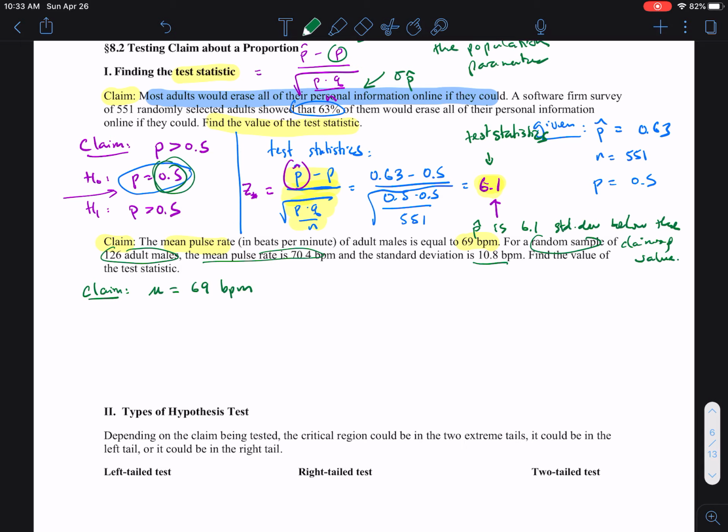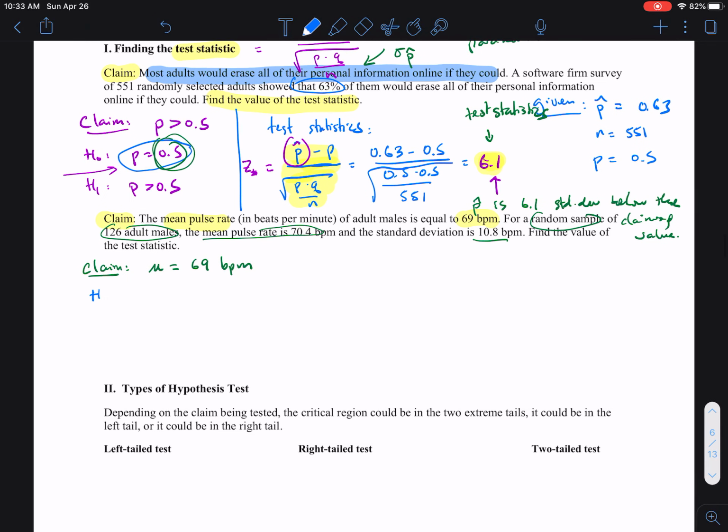Using section 8.1, if that's the claim, then the null hypothesis is always equal to the claim value, and the alternative is the opposite of the null hypothesis. To show that the null is not true, we just have to look at the sample data. Is it significantly more than 69, or significantly below 69 beats per minute? So the alternative is not equal to 69.